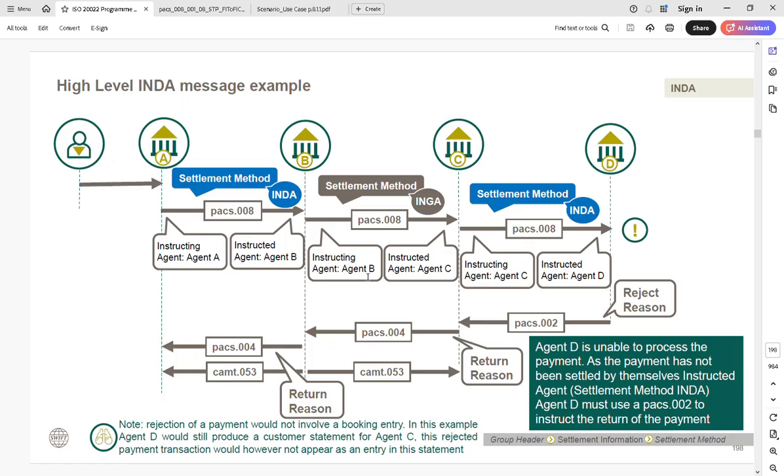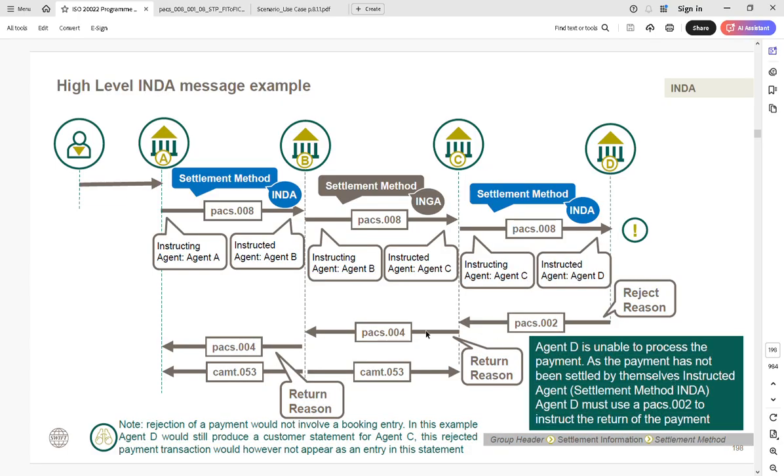Now in the third chain, the instructing agent C, finally the payment is received by bank D. So this payment chain ends here in D. Here we are not doing the settlement between C and D only. That's why at the end it will be done by bank D only, because this is the last bank in the chain and it will do the settlement of the payment. So why it is INDA here or INGA here, its reason is given here. We are going to see that also.